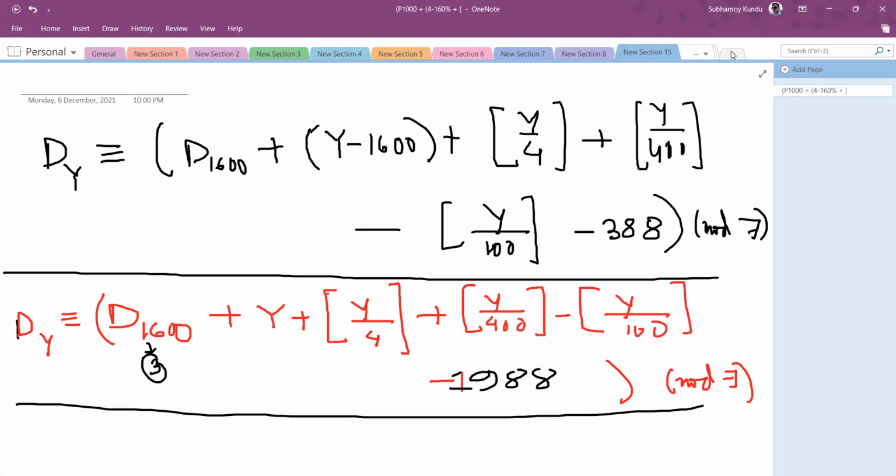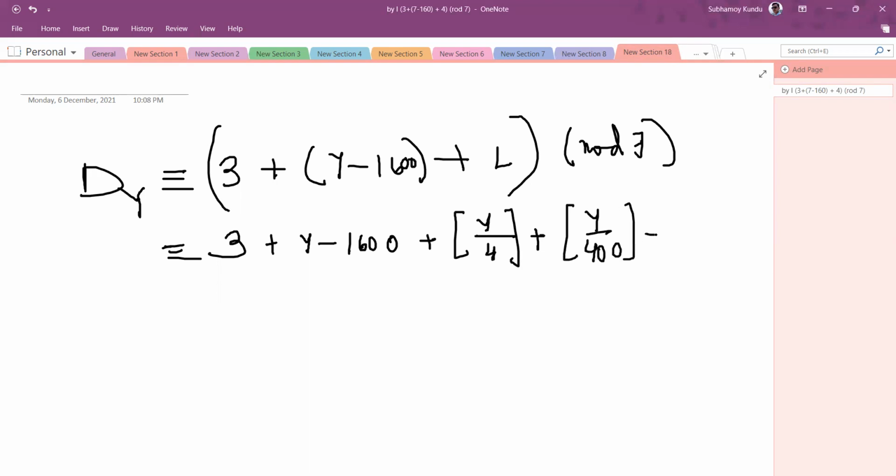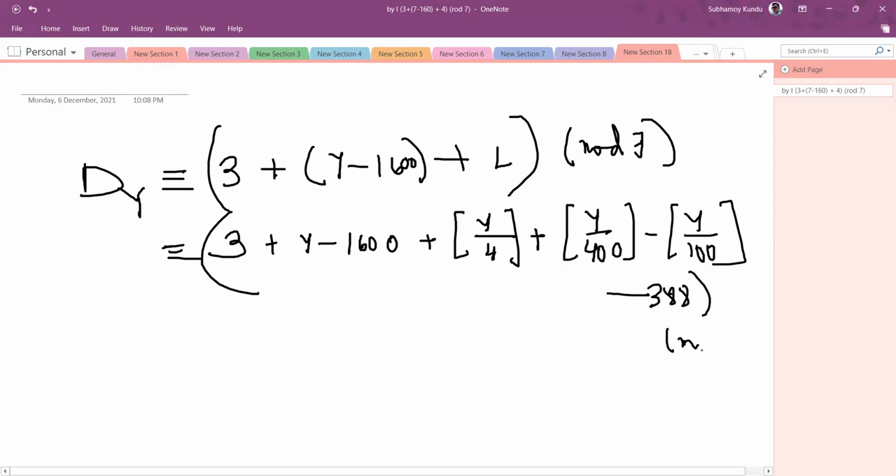Let me write it down in this way. 1600 plus y minus 1600 plus y by 4 plus y by 400 minus y by 100, whole, minus 388. These are congruent modulo 7. That means we have calculated this is 1988, and it will be nothing but, let's write it down as well.